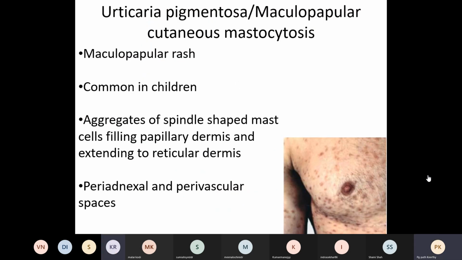So next is urticaria pigmentosa or maculopapular cutaneous mastocytosis. So see, these are the rashes. How will the patient present? It will be over the entire body. It's also common in children. As I told you, all the cutaneous mastocytosis are common in children. So here we take a skin biopsy from this patient. Then what are you going to see? You're going to see spindle shaped aggregates of mast cells in the papillary dermis and sometimes even in the reticular dermis, and also along your adnexal and vascular structures.